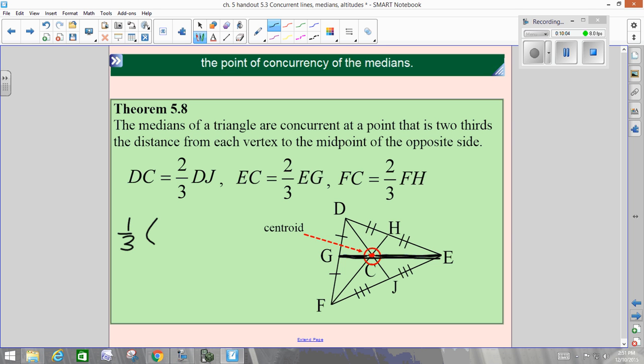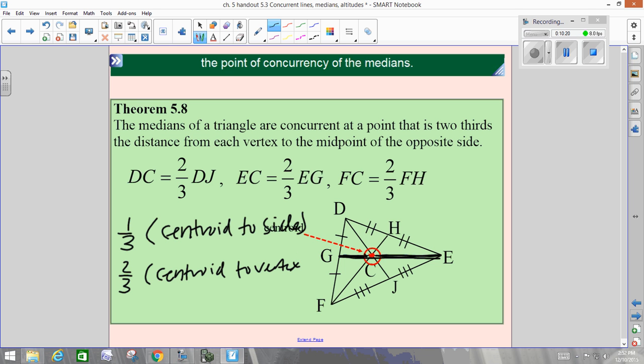If you can't, the 1/3 always goes centroid to side. The 1/3 chunk will always start at the centroid and go to the side of the triangle. The 2/3 chunk of your median will go centroid to vertex, C to E. So let's just pretend here that the length of GE, that whole median, is 15. Then how long would the 1/3 section be? Right, because thirds mean to cut it into threes, right? So 15 divided by 3, 5. How long would my 2/3 be? 10.